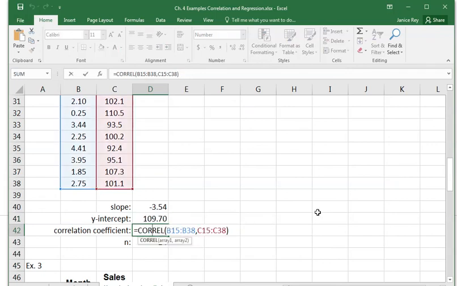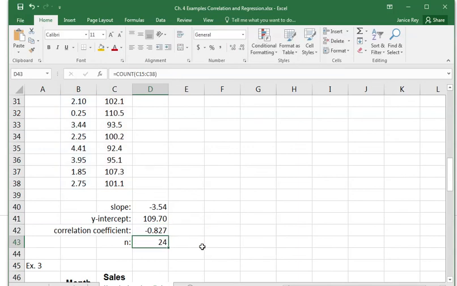The correlation coefficient is just CORREL. This one doesn't actually matter whether you take the y's or the x's first. It gives you the same result either way. Lots of people like to take the y's first so that you have consistency with the slope and the intercept, and that's fine. It'll even tell you your n because you can use the COUNT function. So we can get all those values straight out of Excel.